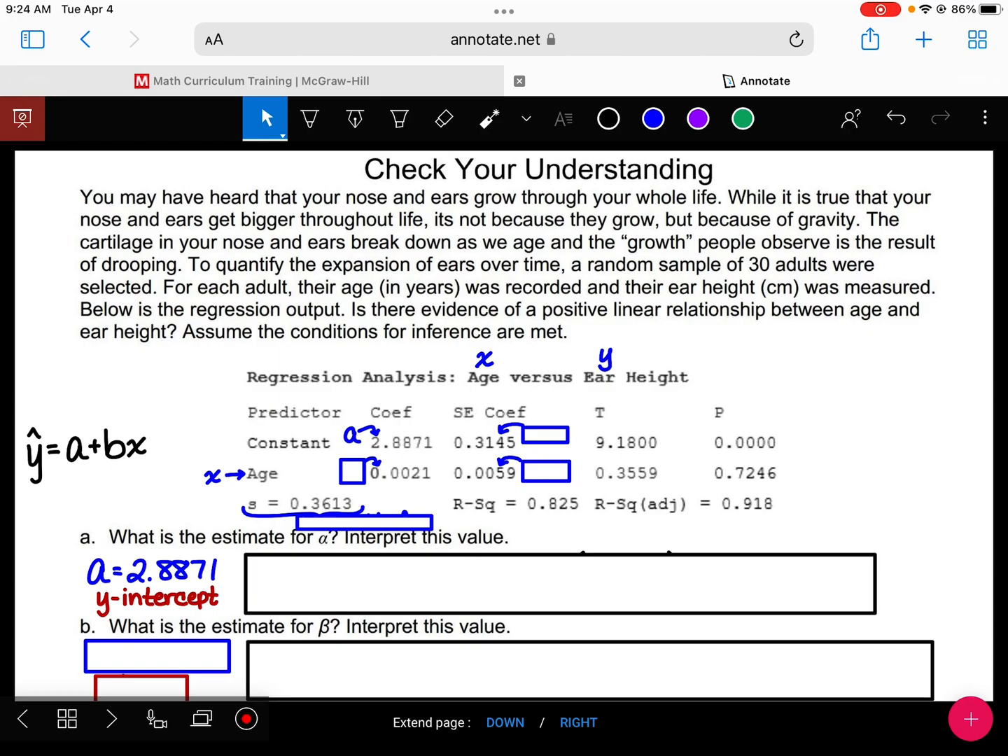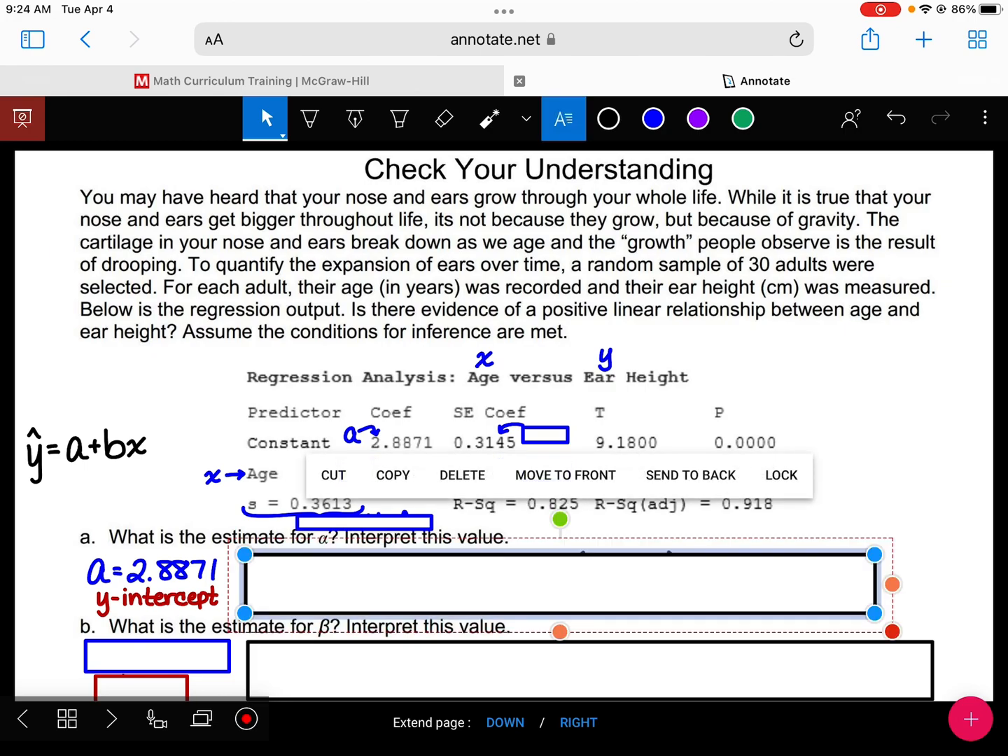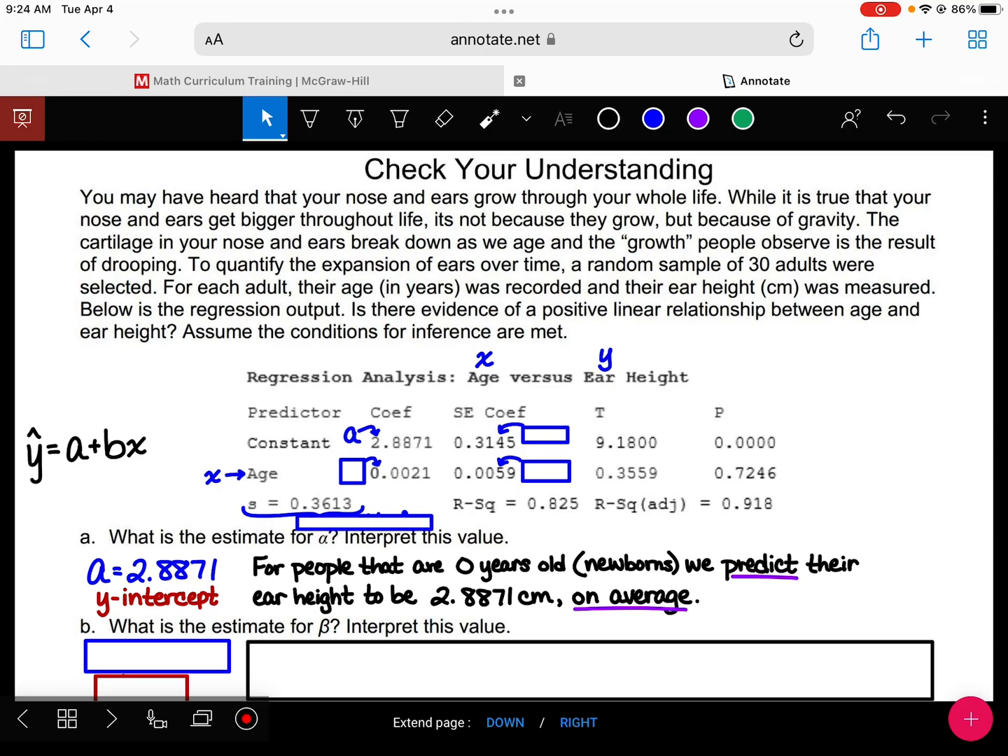What are we predicting? Because remember, least squares regression lines are just predictions. Yes. For people that are 0 years old, for newborns, we predict, really important to include that word predict anytime we're talking about a least squares regression line. We predict their ear height to be 2.8871 centimeters on average.